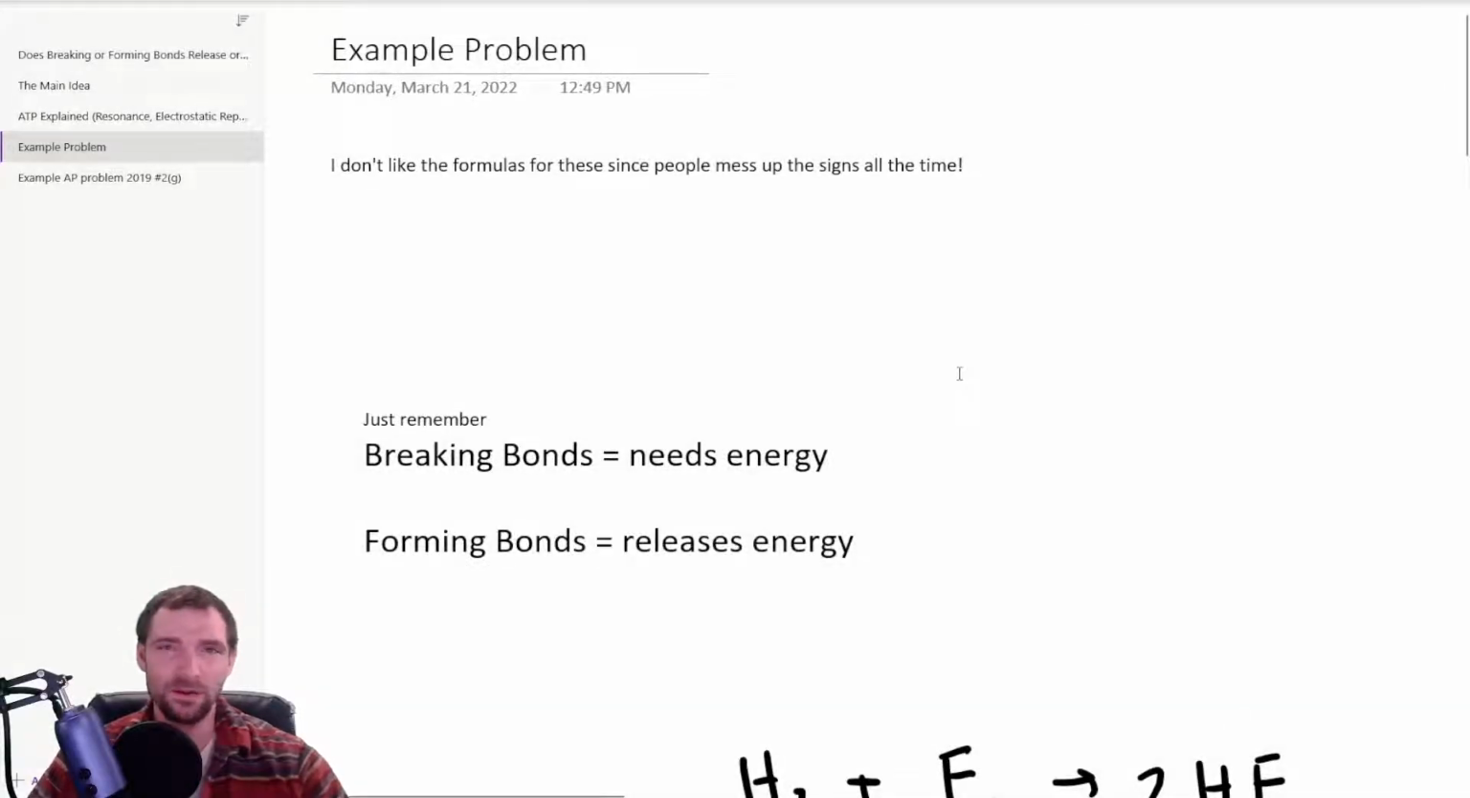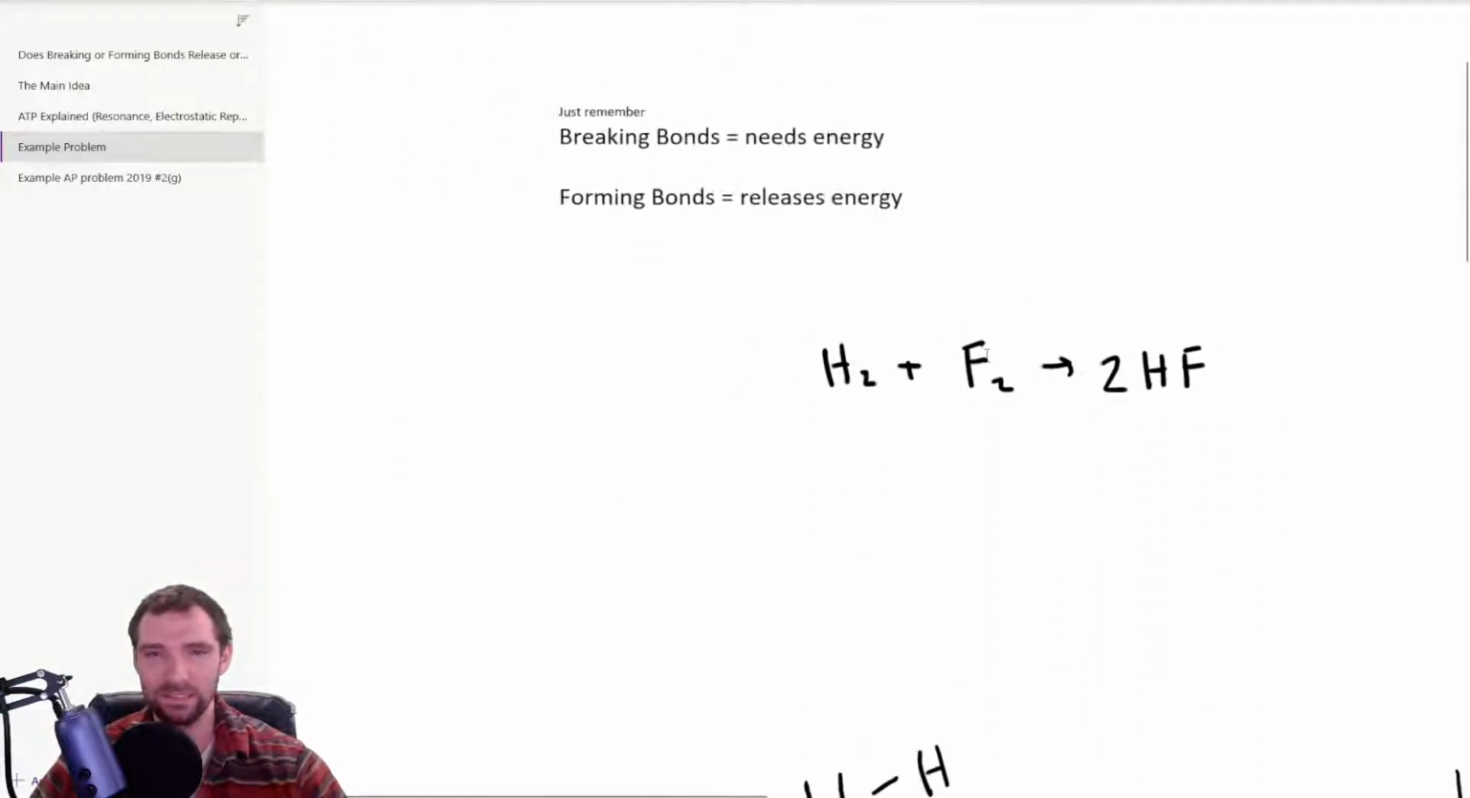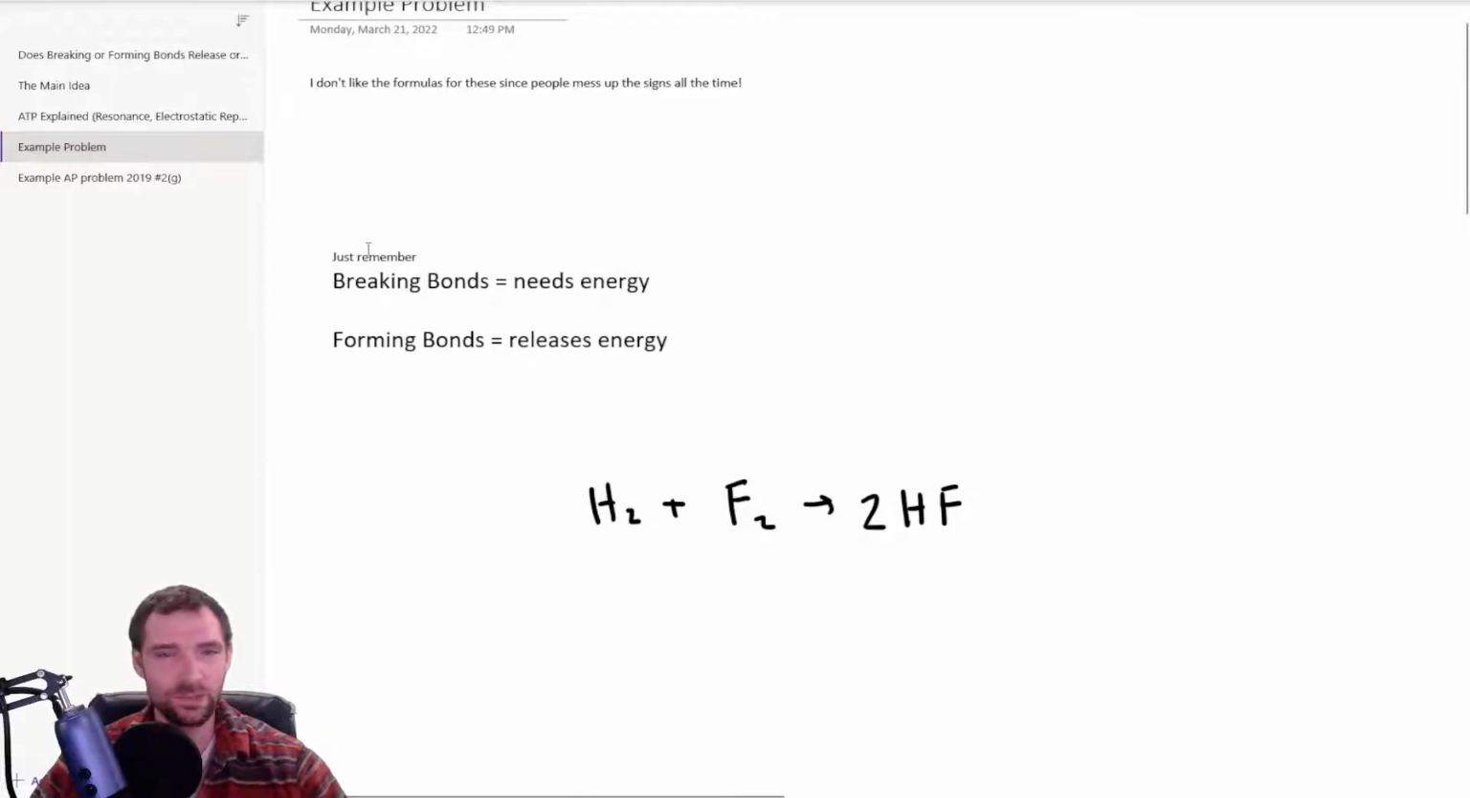Okay, so let's look at some example problems looking at the bond energies and the energy of the reaction. If you have a reaction like this, it's just important to remember that breaking bonds needs energy, and forming bonds releases energy.